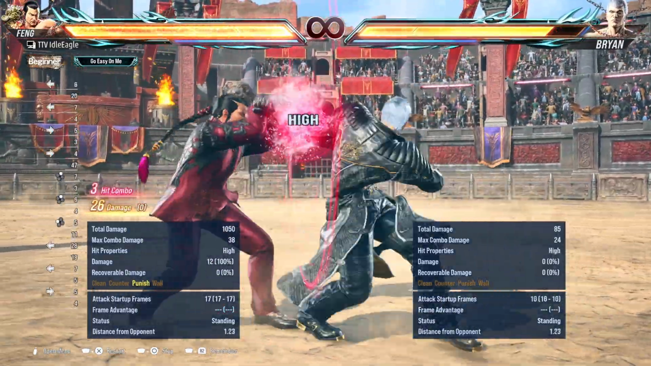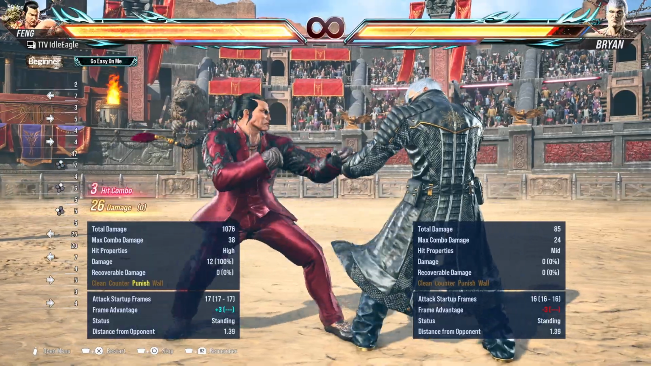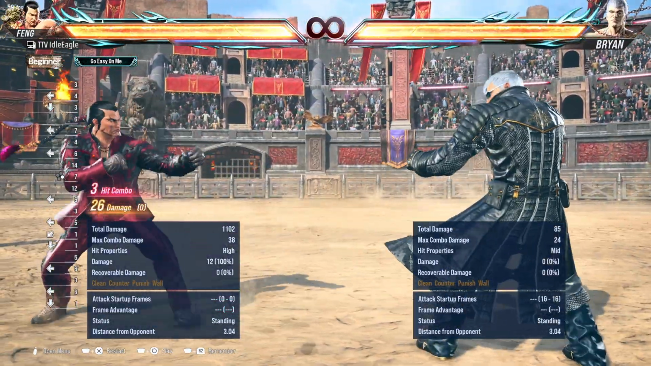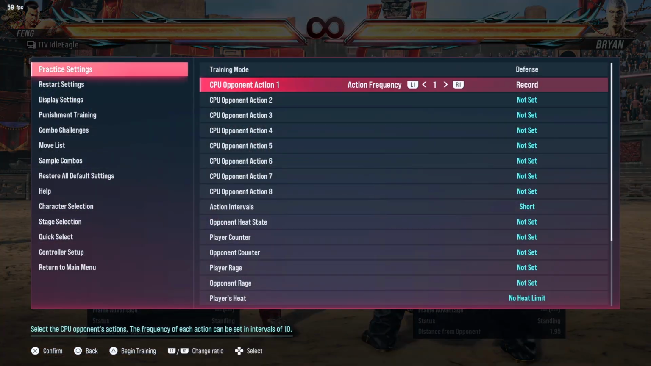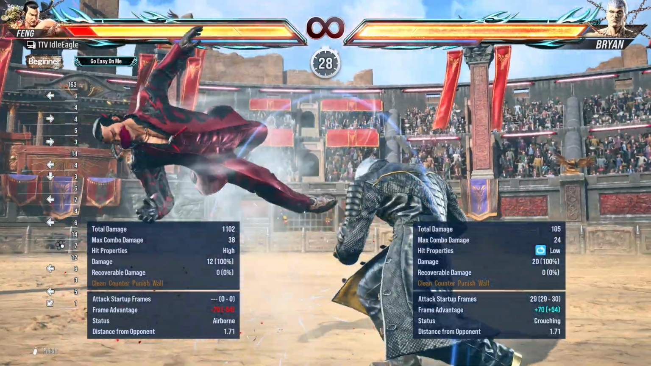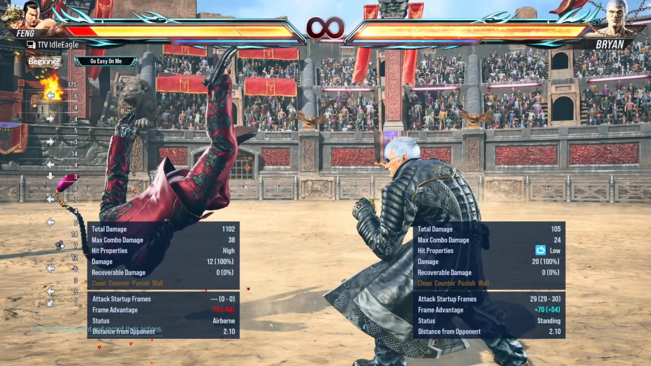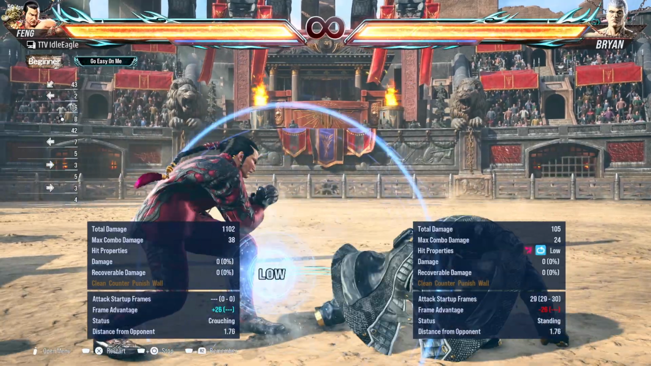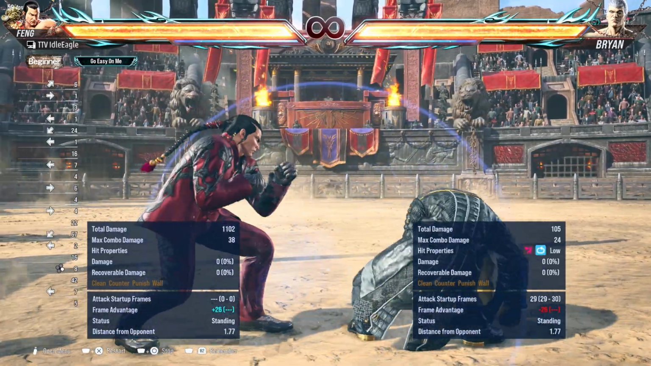You see below where it says recoverable damage, it says punish, and that's lighting up. That's what a punish is, okay? Also, to demonstrate this further, if Brian does something really, really heavily punishable, like a snake edge, you see how it says 26?